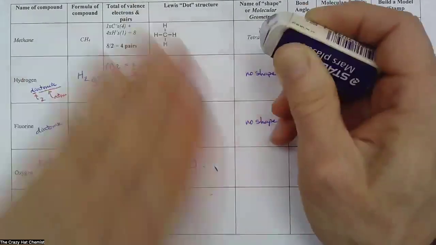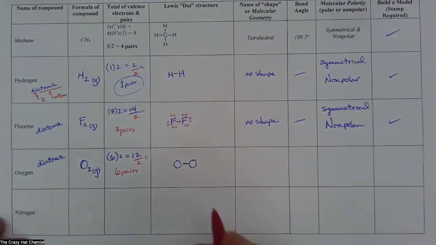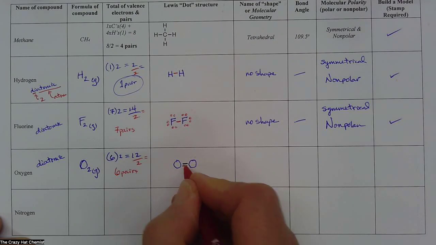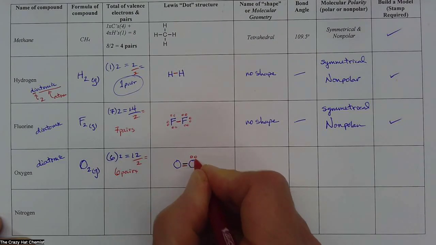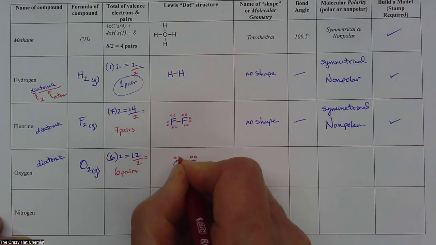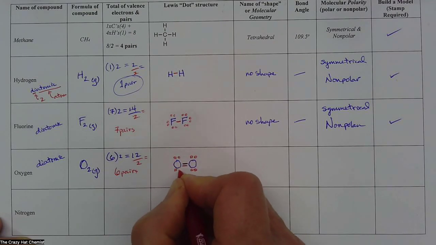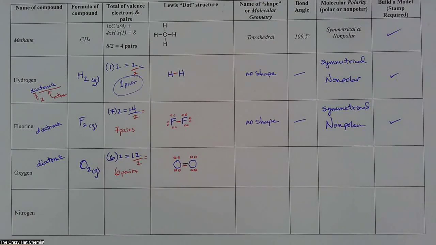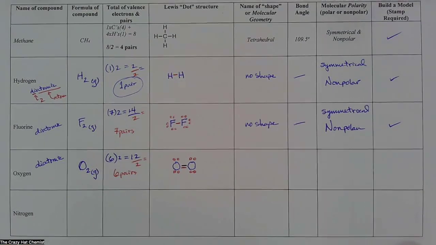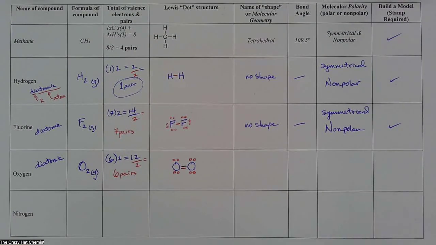Okay, let's make sure this is correct. So this is going to be a double bond. We're going to have 2 sets of lone pairs of electrons on that right-hand oxygen and 2 sets of lone pairs of electrons on that left-hand oxygen. Perfect. That's exactly what it looks like. That is a beautiful thing.